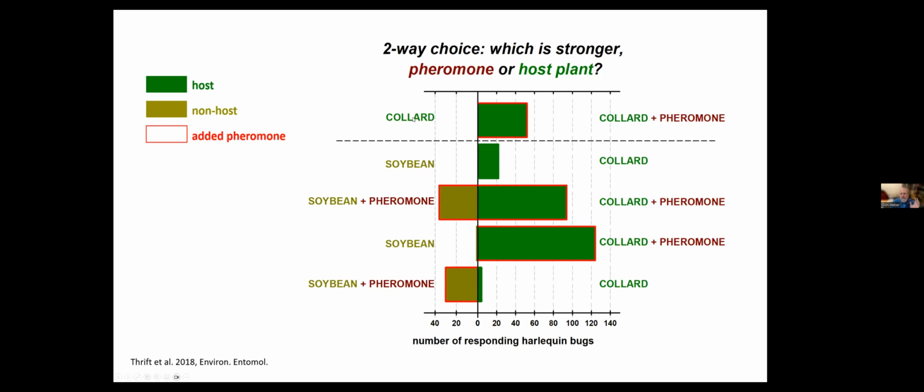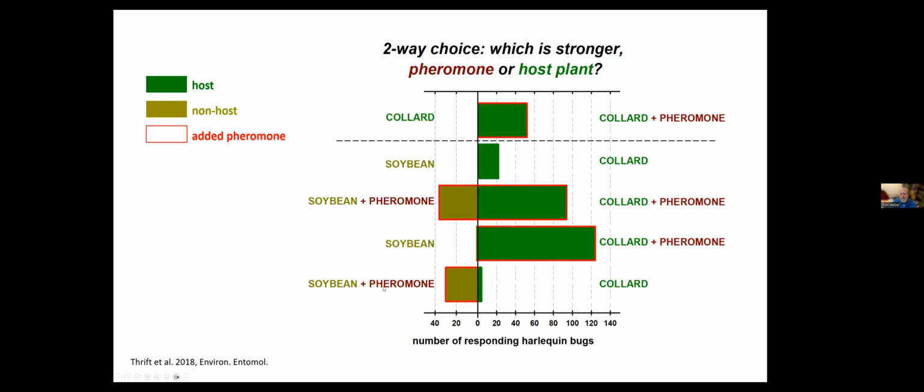So if we had a collard versus a collard with a pheromone, well, the pheromone went out enormously. See how much more it is there. If we had a soybean and a collard, they're not interested in soybeans, so they all go to the collard. Now, if both have a pheromone, they go to both. If we go with the preferred host collard and add a pheromone, it's even stronger, right?